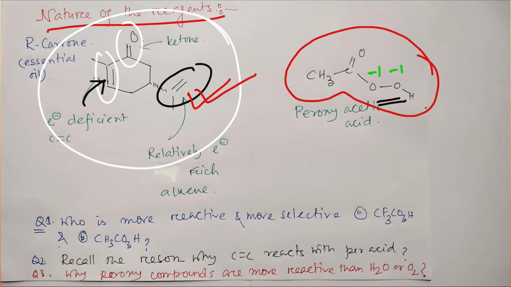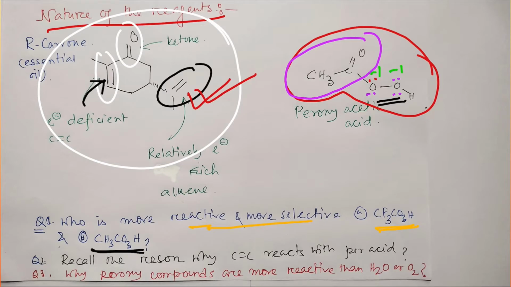Now another question is, which is more reactive and more selective: trifluoroperacetic acid, or peroxyacetic acid? If you look at the lone pairs, there is another phenomenon, lone pair repulsion. There is one lone pair here, and one lone pair there. These two lone pairs repel each other, and that's why these molecules are unstable. Now if you attach an electron withdrawing group, the lone pair gets delocalized and stabilized. So the withdrawing nature of this group helps to stabilize the molecule.